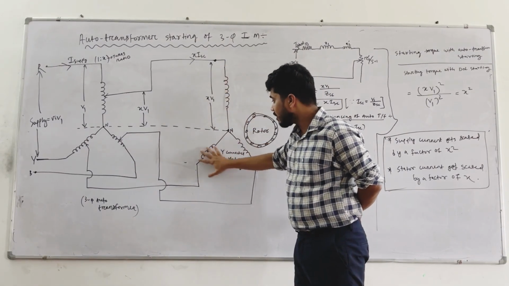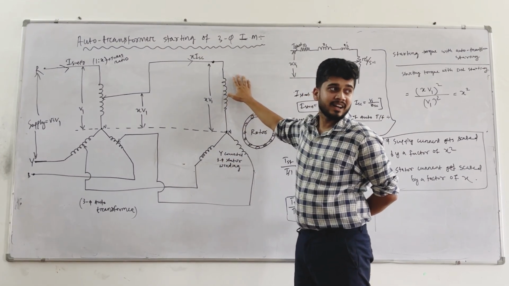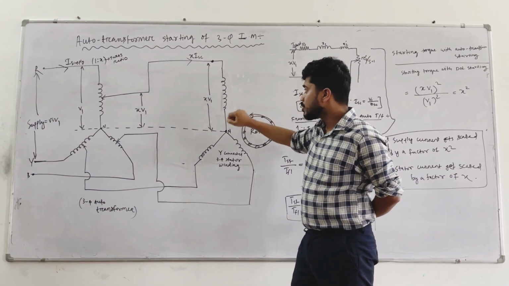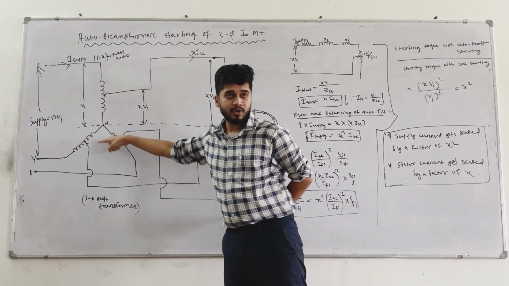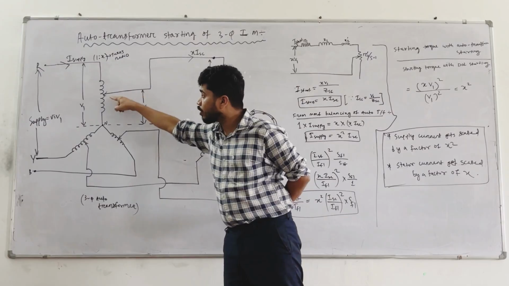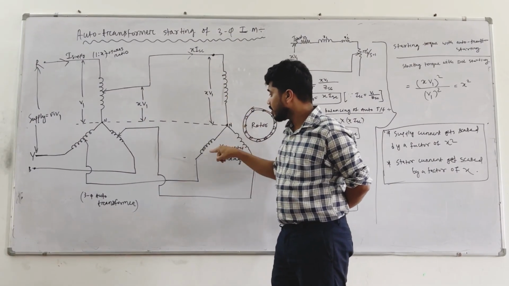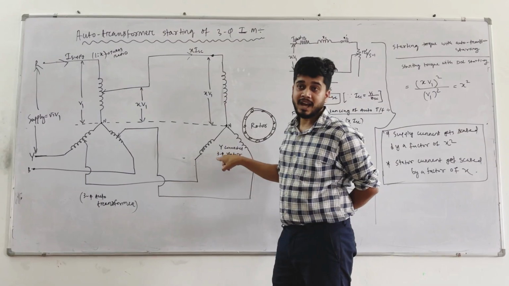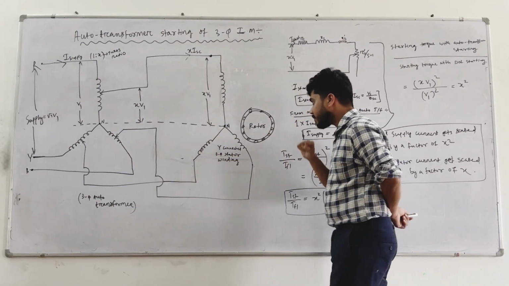This is the starter of a three phase induction motor. Which connection? Star connection. Good. So the supply is directly given to the auto transformer. Then from the auto transformer we are taking that supply and giving it to the three phase star connected starter winding. Everyone understood?